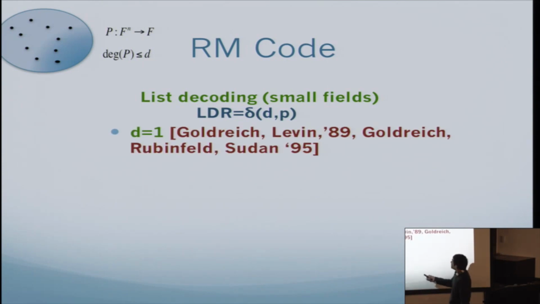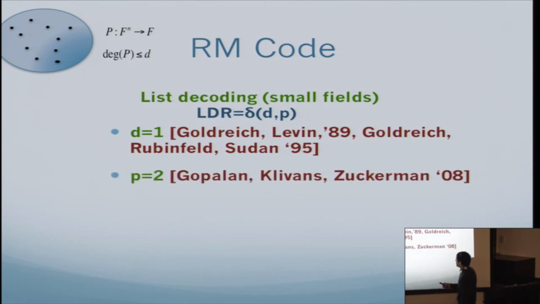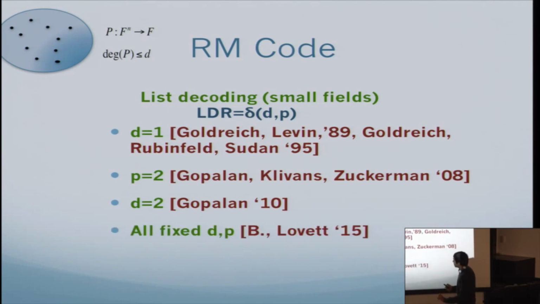For the linear case, this was proved by Goldreich-Levin and Goldreich-Rubinfeld-Sudan, and for the binary setting Gopalan, Klivans, Zuckerman proved it in 2008, and later Gopalan extended it to the quadratic case for all fields. That paper is heavily dependent on the field being binary, but Gopalan used some Fourier analysis and was able to prove it for the quadratic setting for all fields. And in an earlier work with Lovett, we were able to resolve this for all fixed d and p. As long as these are fixed, you have list decoding radius equals the minimum distance.